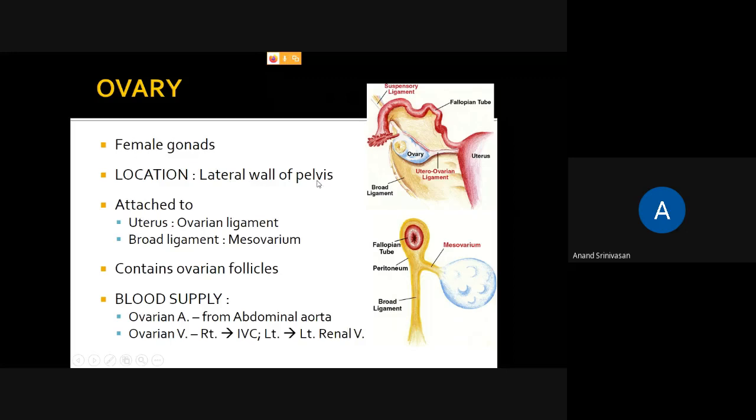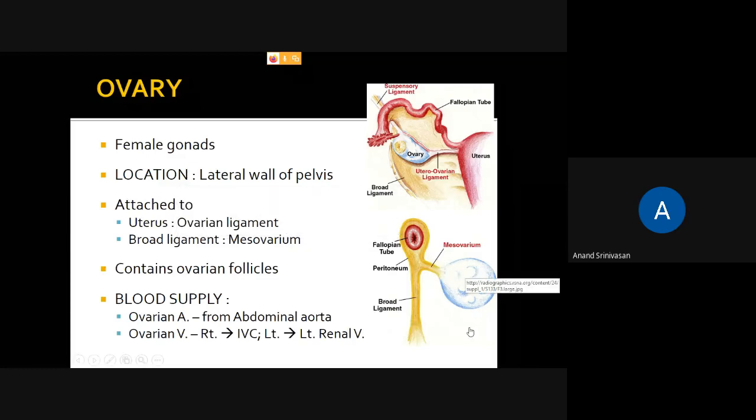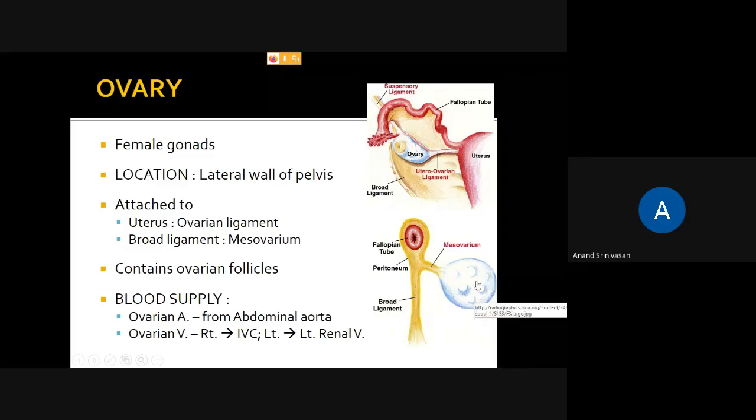It is located in the pelvis, on the lateral wall of the pelvis, and is attached to the uterus by an ovarian ligament. And there is another ligament called the broad ligament, which is coming from the fallopian tube. The ovary is attached to the broad ligament by the meso-ovarian. So the ovarian ligament and meso-ovarian keep the ovary in its location.